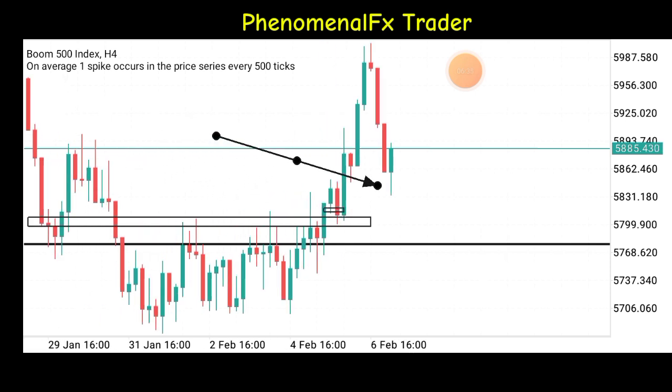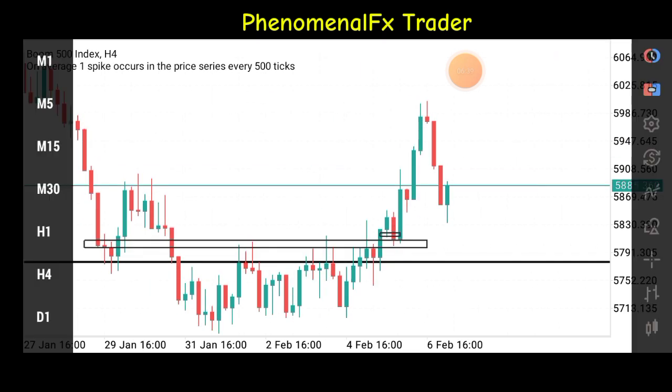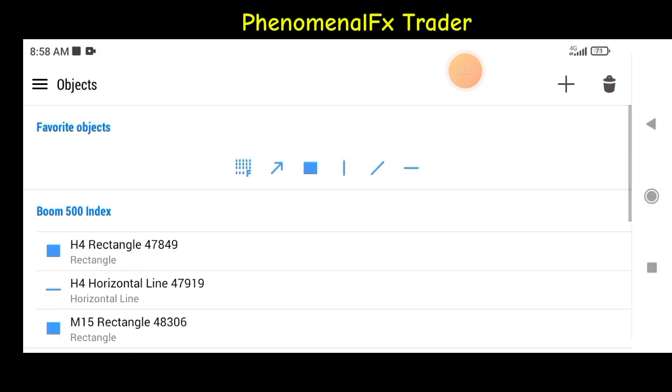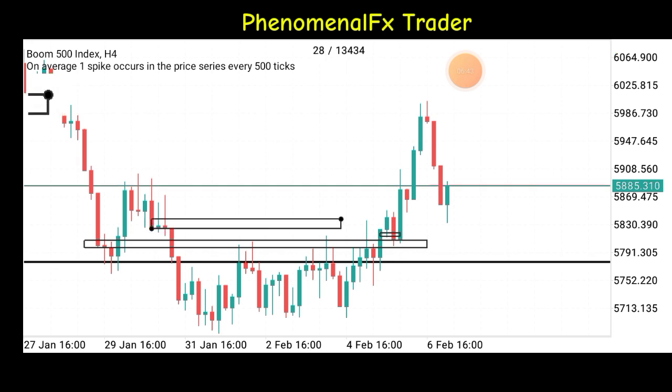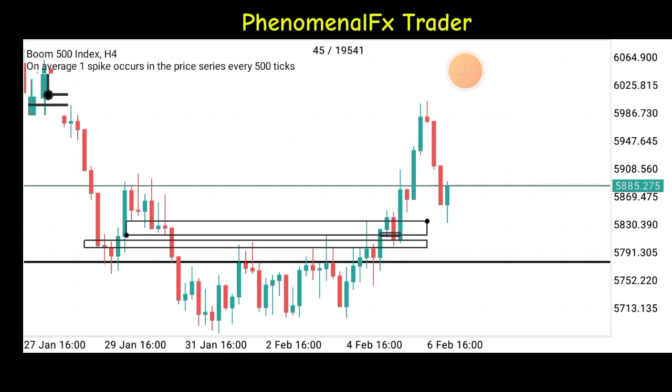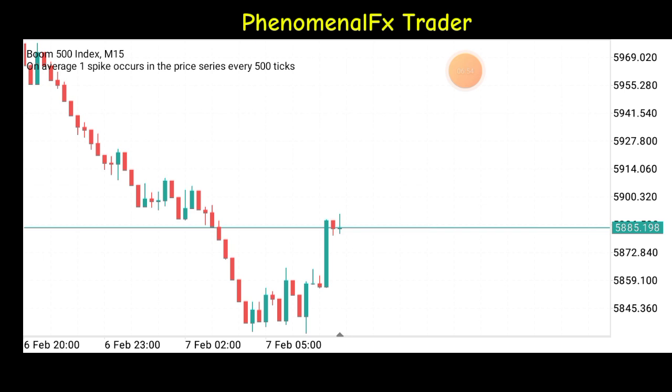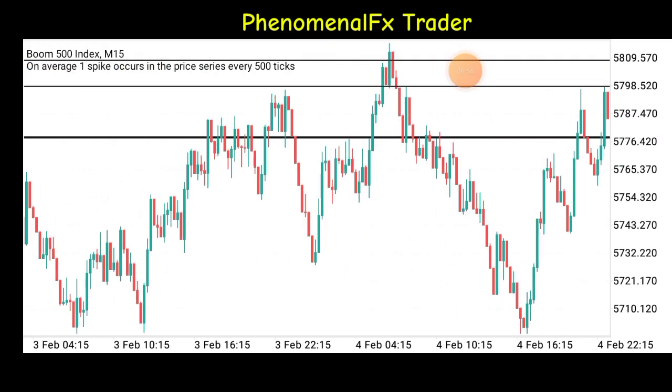And secondly, you have to remember that there is a zone here too, which is causing the market to form that head and shoulders pattern. If you go to the lower time frame, you will see. Let's check it out, guys.